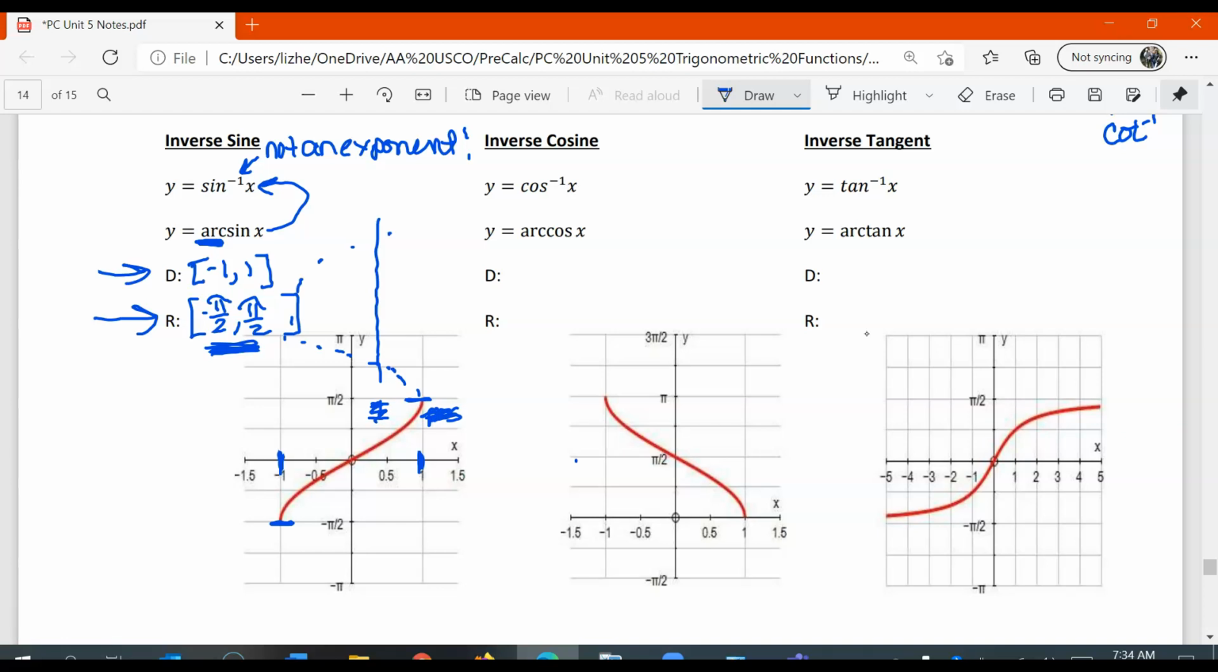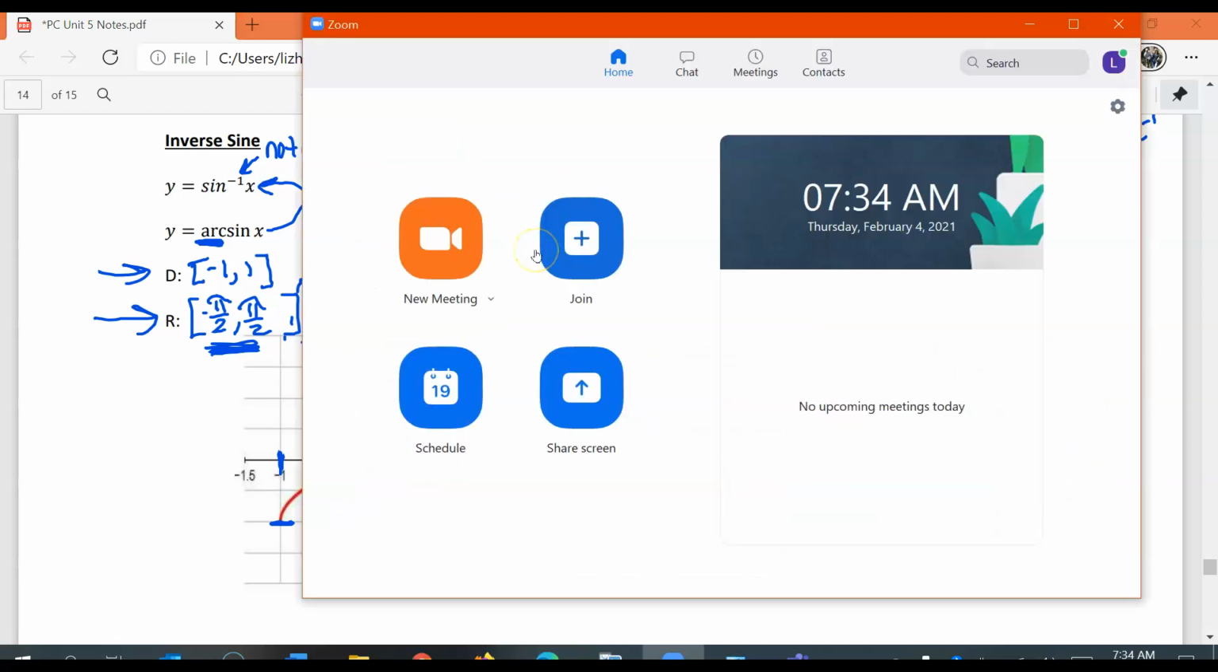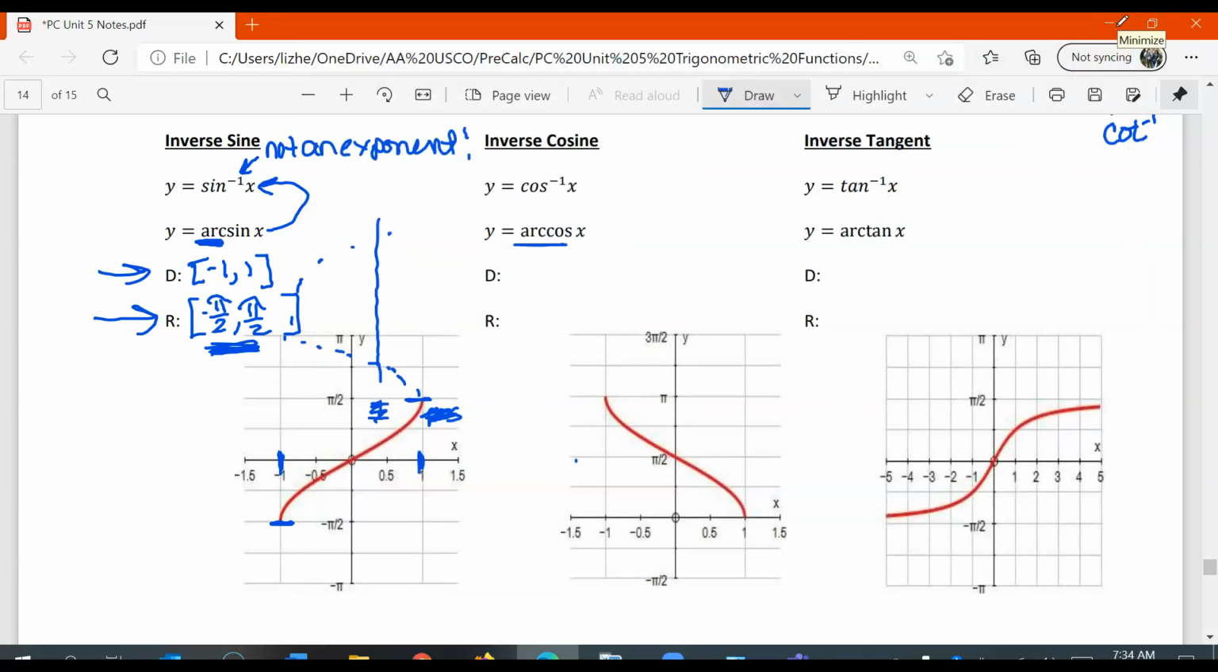Okay, inverse cosine. So now we're doing our inverse cosine graph. Another way to say that is arc cosine. The domain here is from -1 to 1. The range here is from 0 to π. And again, it would just keep repeating, and so that is why we have to limit our domain and our range, because this would not be a function.